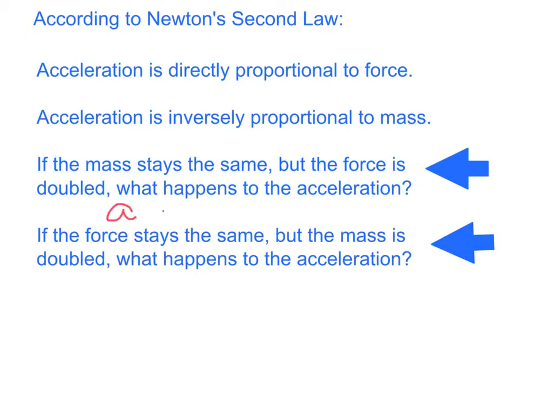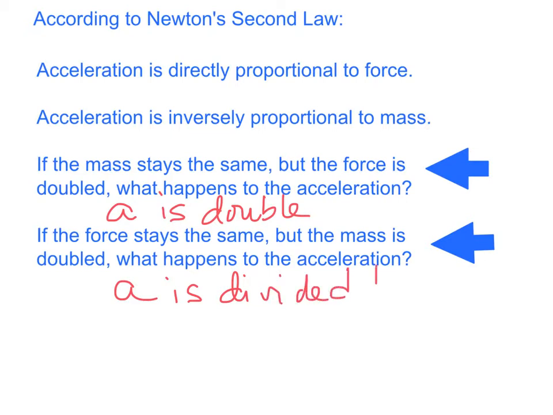Here, the acceleration would double. Twice the force equals twice the acceleration. But if the force is staying the same and the mass is doubled, the acceleration is divided by half. It goes down by half. You'd have half as much acceleration.